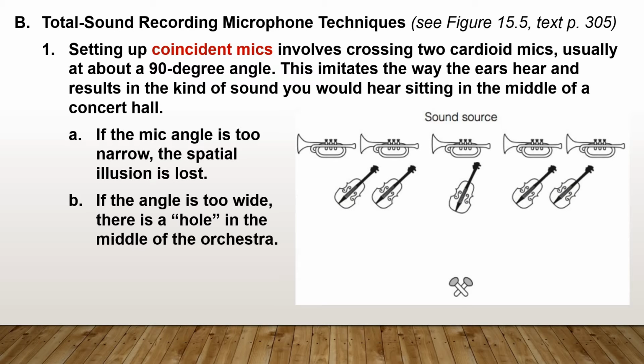One of the things that you have to watch out for is that you want to make sure that the mics are angled in just the right way. If the mic angle is too narrow, the spatial illusion is lost. So you lose that left-right ambiance feel that stereo provides. If the angle is too wide, there's a hole in the middle of the orchestra. You might pick up the sides very well, but you'll lose what's going on in the middle. So you want to be strategic as to how you place those mics to try to capture the essence of everything that's going on.